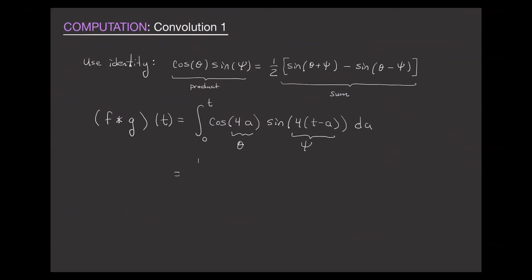So if we rewrite this using the identity, what we get is 1/2 sine theta, which is 4a. That's here. So we have 4a, then we have plus psi. So we say plus 4t minus 4a, because psi is 4t minus 4a. Then, continuing the identity, we have minus sine theta, again 4a, and then we have minus 4t plus 4a. Now, here again, what we had was a product and we've converted it into a sum. And that's actually because integration works very similarly to the Laplace transform in that it's nice to work over sums and differences as opposed to products.